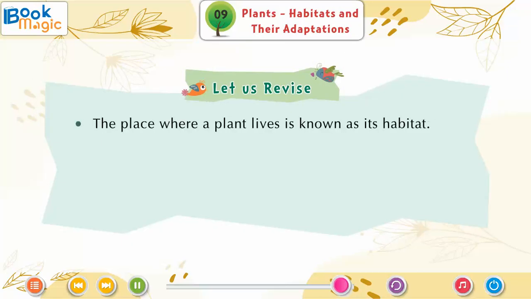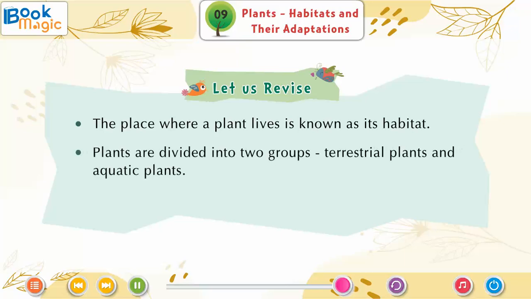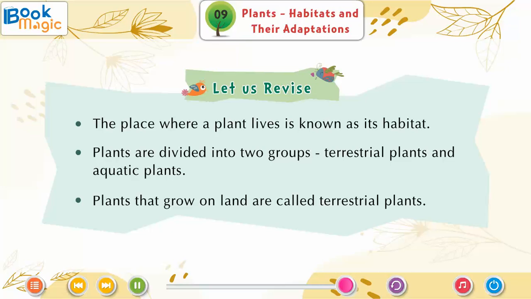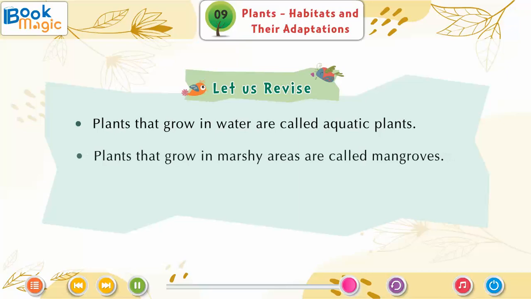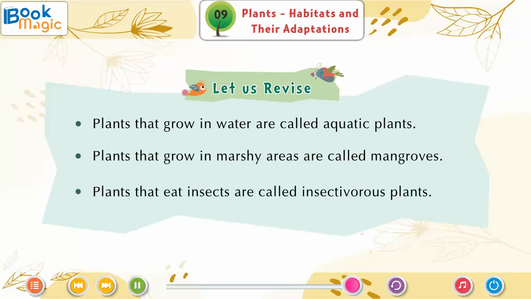Let us revise. The place where a plant lives is known as its habitat. Plants are divided into two groups, terrestrial plants and aquatic plants. Plants that grow on land are called terrestrial plants. Plants that grow in water are called aquatic plants. Plants that grow in marshy areas are called mangroves. Plants that eat insects are called insectivorous plants.